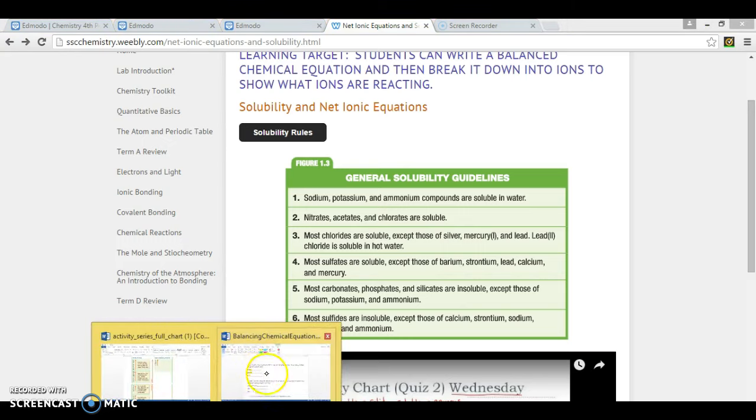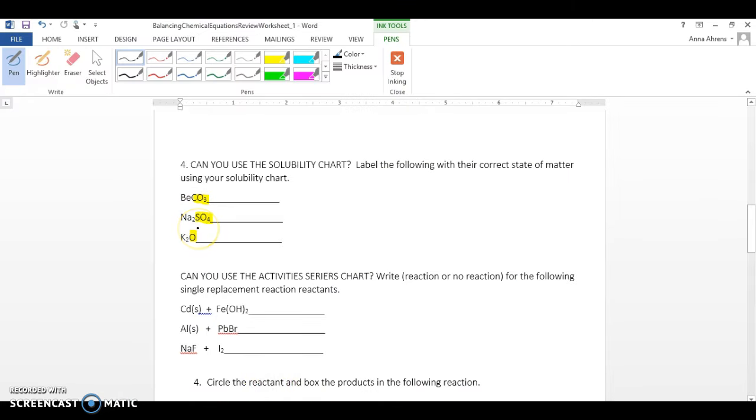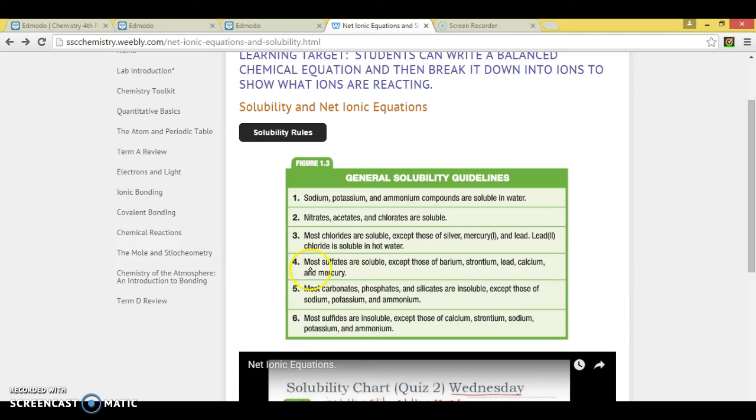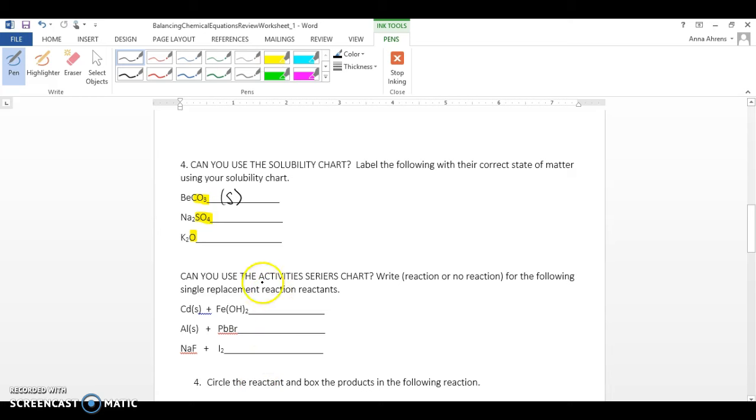So what was that carbonate attached to? Well, it's attached to a beryllium. So that means it's going to be insoluble. So that means it is a solid. Okay, now we have sodium sulfate. So we're going to look at that sulfate, go back to your rules, find sulfates, that's rule number 4. Most sulfates are soluble except those of barium, strontium, lead, calcium, and mercury. Okay, well that's sodium, so it's not part of the exception, so that means it is soluble. So that's going to be aqueous.